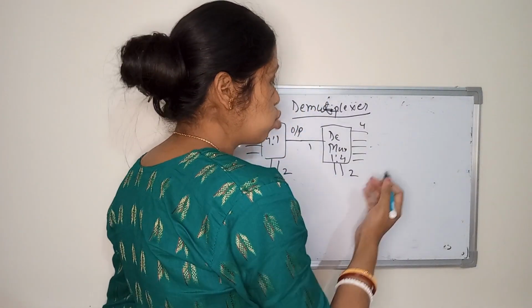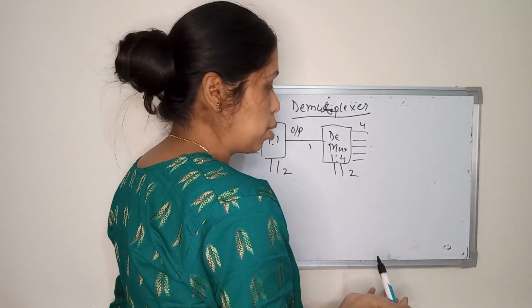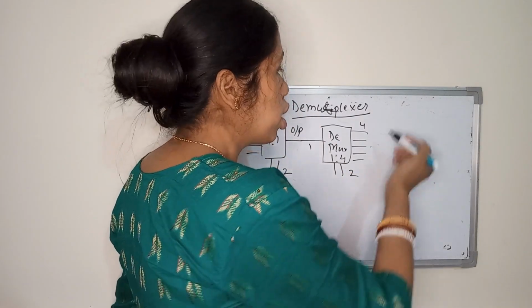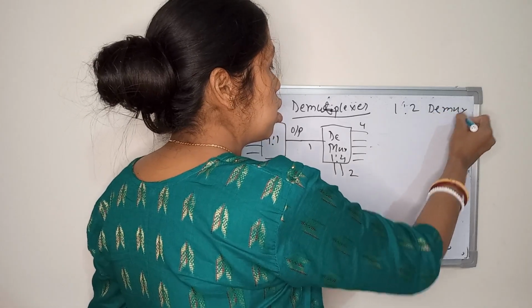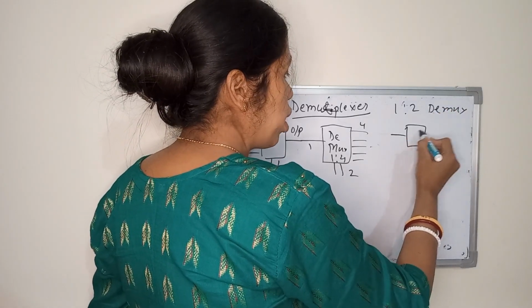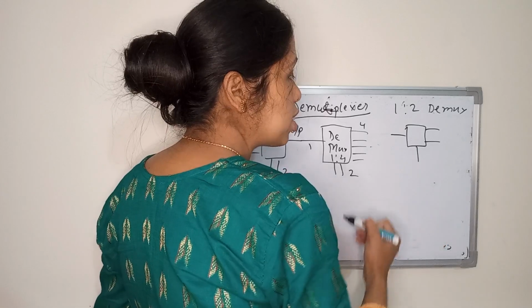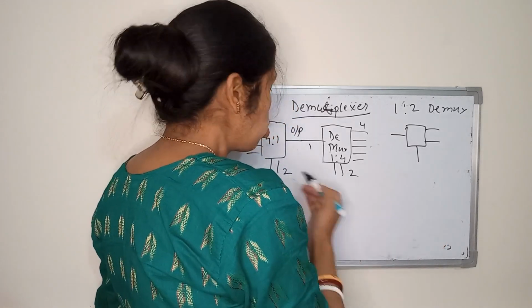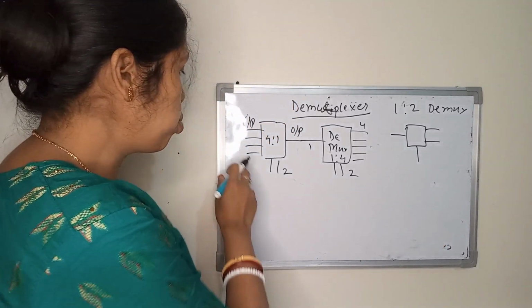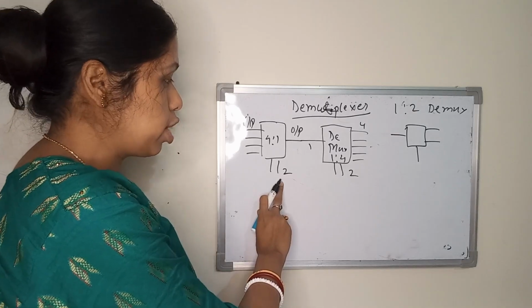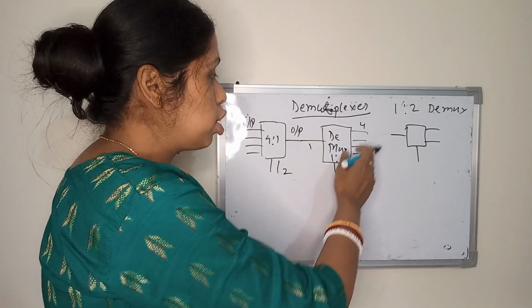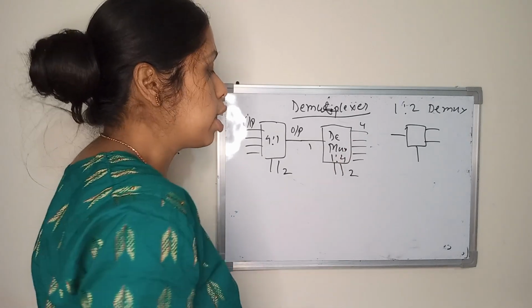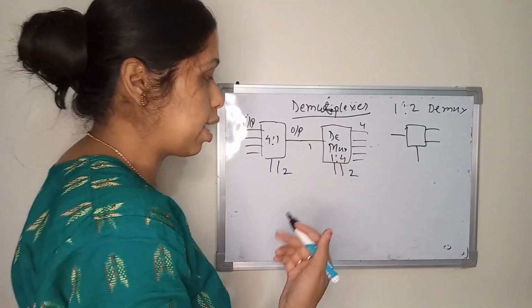How can you write the truth table for the 1 is to 4 demultiplexer? First I'll tell the 1 is to 2. If you have a 1 is to 2 DEMUX, only one input, two output channels and one select line. The same formulas apply. Here the formulas are associated with the number of input lines and the number of select lines. In case of the DEMUX, the select lines are associated with the number of output channels.